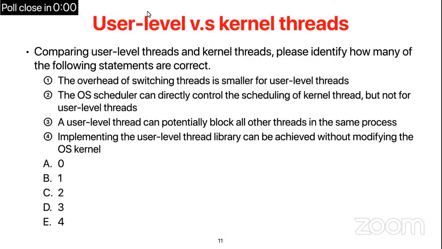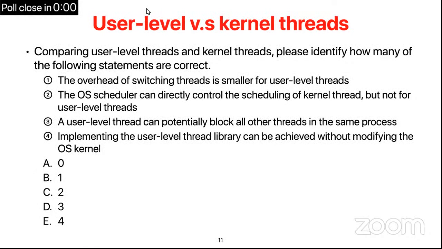Hi, our group decided it was E. For the first one, if you wanted to switch a kernel thread, you have to switch into kernel mode. For the second one, the user level threads aren't distinguishable from the kernel. They're treated as the same process. And for the same reason, number 3 is true. If one thread is blocking, then the whole process may be blocked.